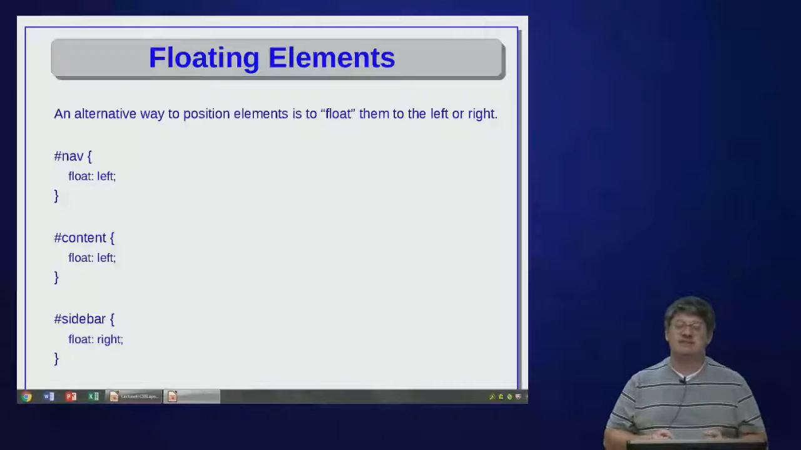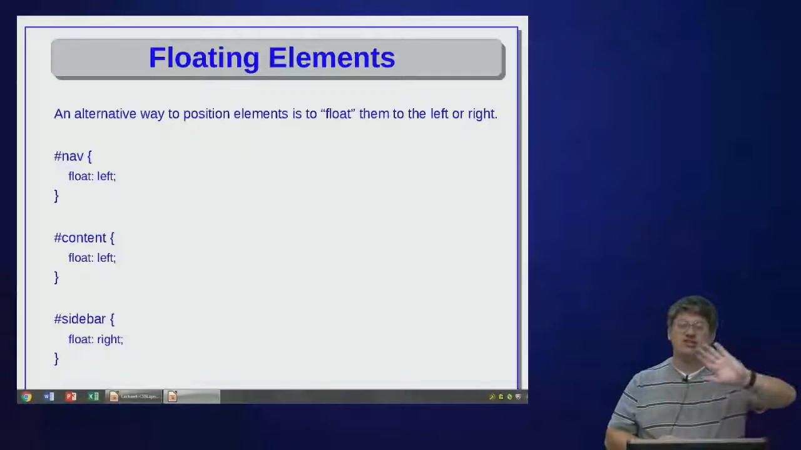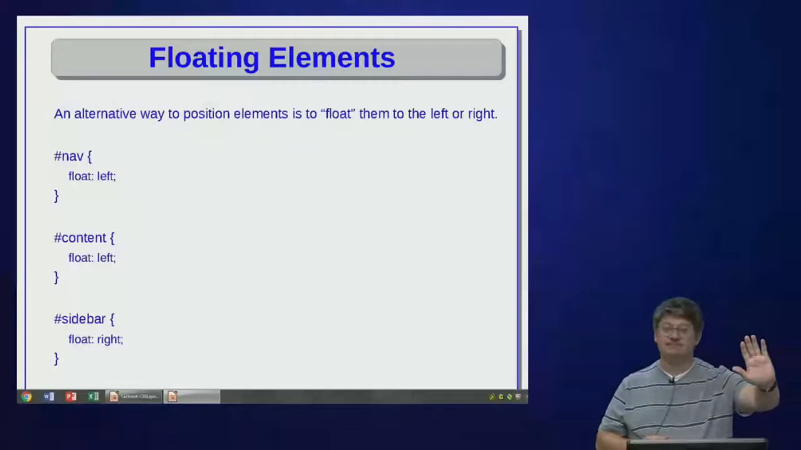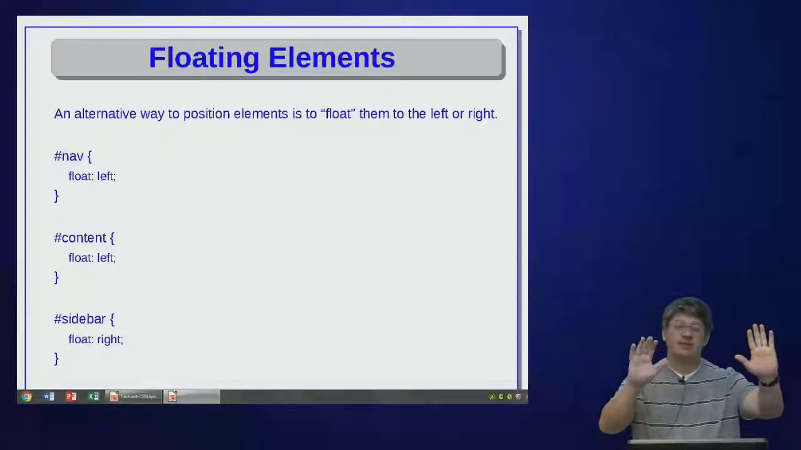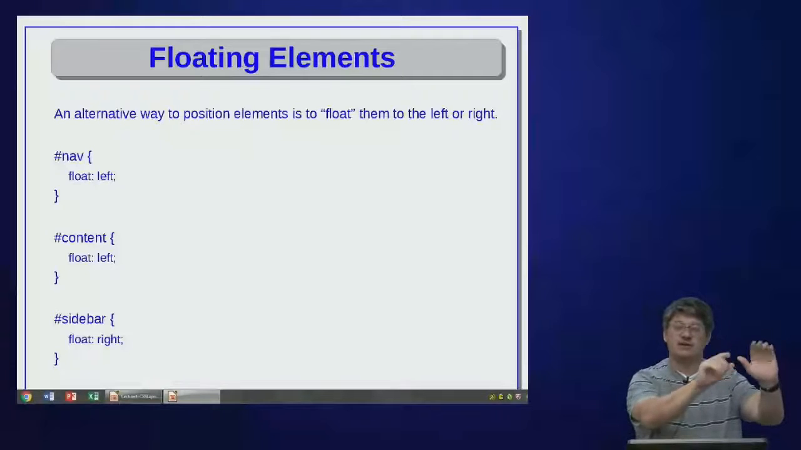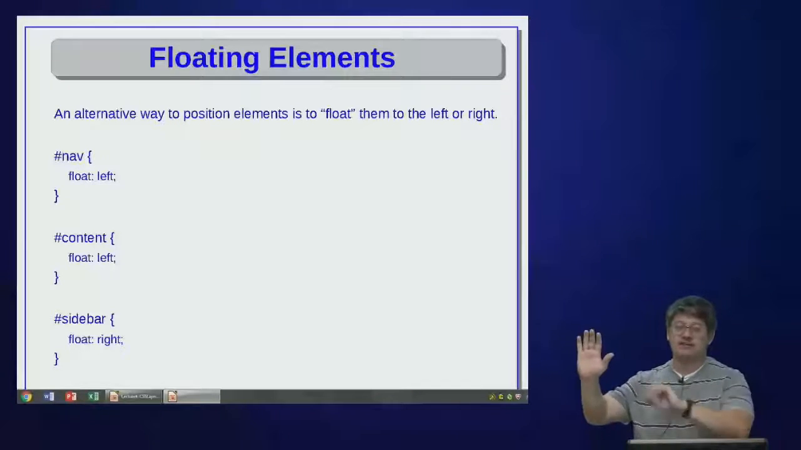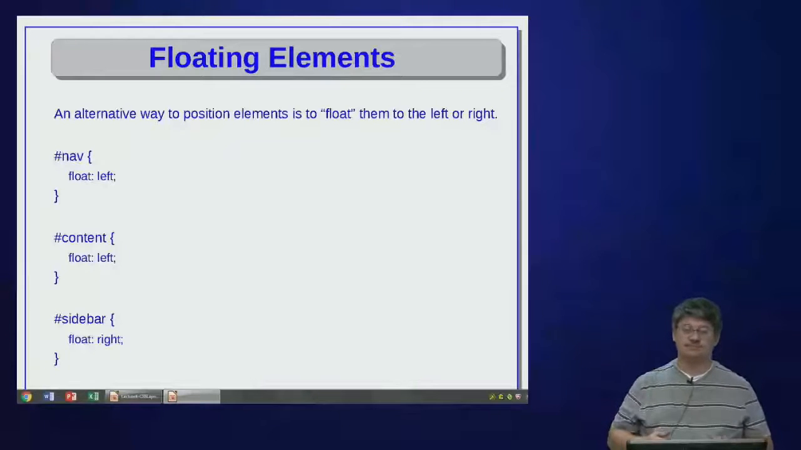All you have to do is set the float property to either left or right. And what will happen is that the web browser will take that element out of the normal flow of the page and shift it to the left as far as it can. And if you float multiple elements to the left, it'll put the first element all the way to the left, and then the next element you float left will slide over right next to it. So you can lay things out from left to right one at a time, or from right to left one at a time by floating them right.